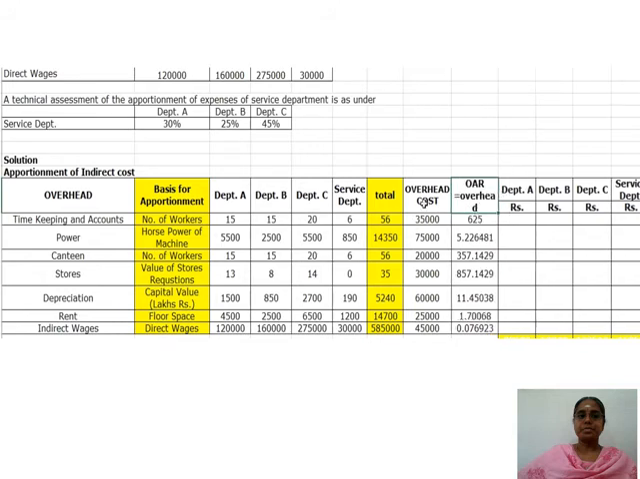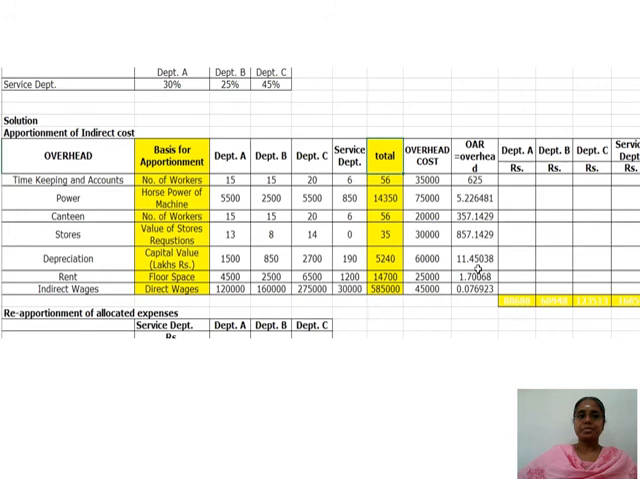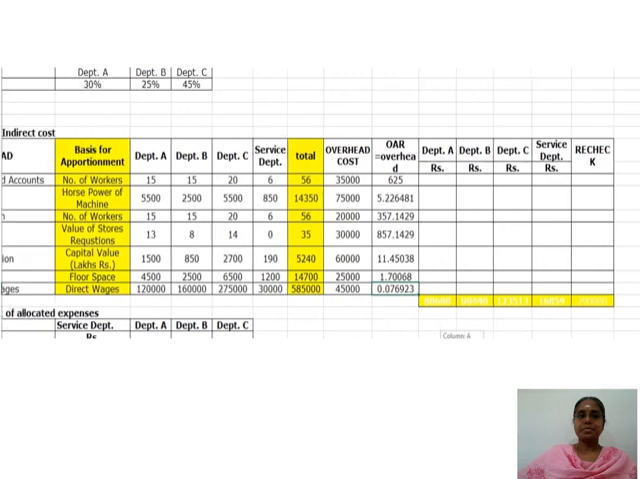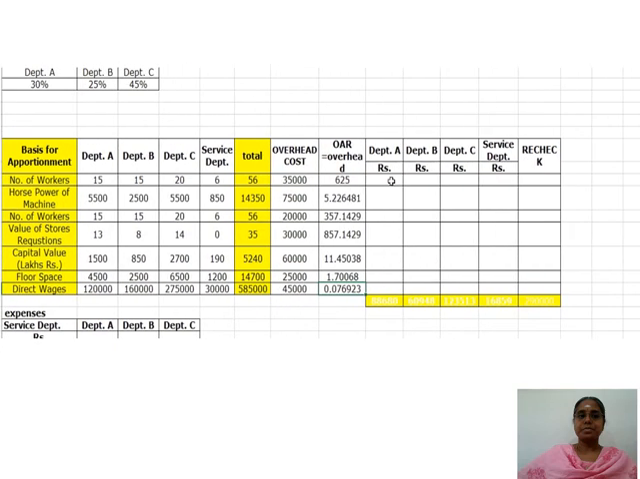apportionment rate. Overhead cost divided by the total value of the basis. So this is overhead apportionment rate. You can find this and just multiply it with the, if you find this, the calculation becomes easy. So here, now we are apportioning. This is apportionment. We are apportioning here. I will put the heading here as apportionment. You are doing the apportionment here.